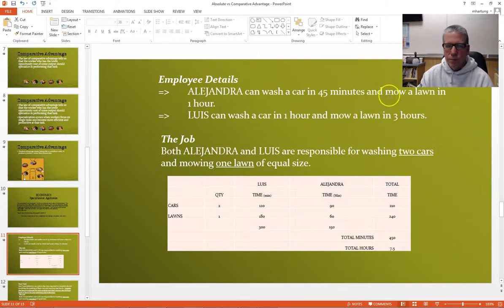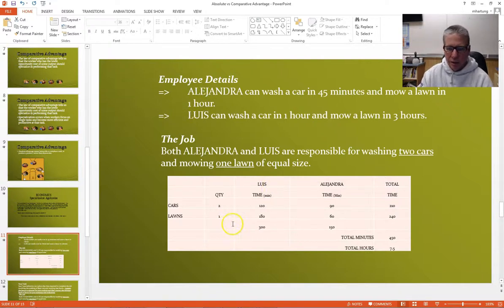Mowing lawns. Alejandra mows that lawn in 1 hour. It takes Luis 3 hours to mow the same size lawn. Clearly, Alejandra has the what kind of advantage? Starts with the letter A. Yes, absolute advantage over Luis.